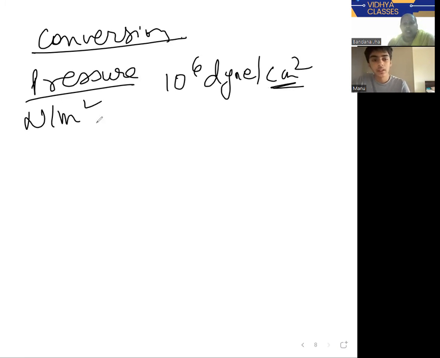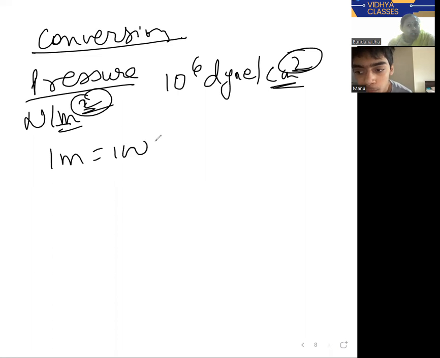Per centimeter squared. But the unit of pressure is in meter squared. Centimeter to meter squared, both are common. Correct? So we know that 1 meter is equal to 100 centimeter. Clear? And in this formula, the dyne's power is also, this is also 1 meter.